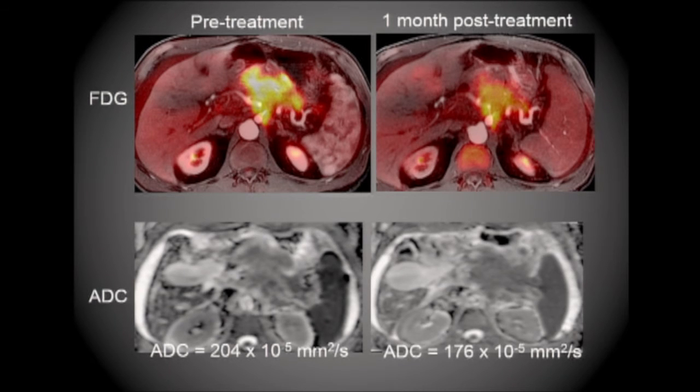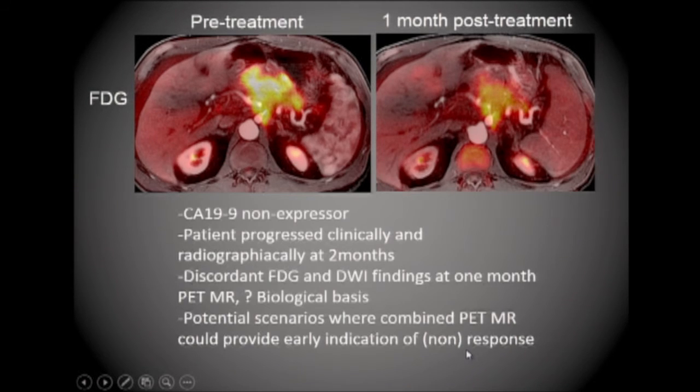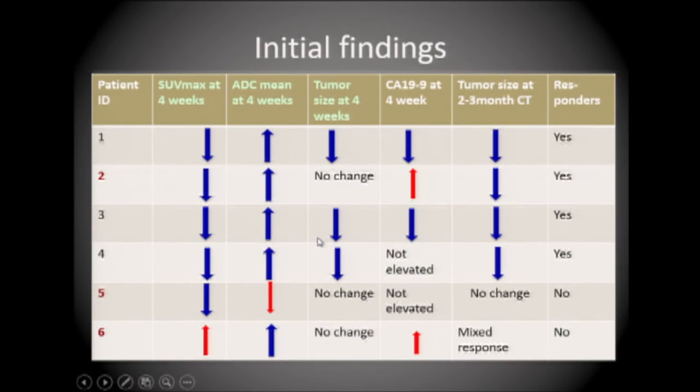A final case showed no change in size and only minimal decrease in the FDG uptake of the tumor, actual decrease in the ADC, and this patient progressed but did not make CA19-9, as about 25% of our patients do not. So we need markers for them, and this was an early response of this therapy, unfortunately not working.